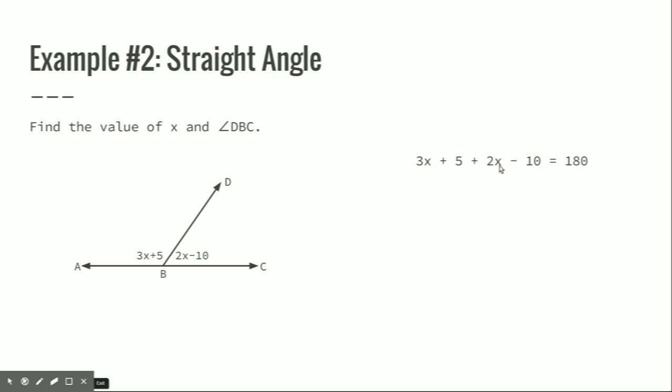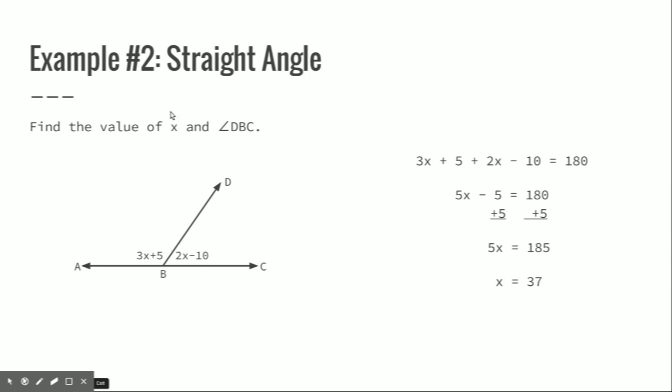Now 3x plus 2x is 5x, and 5 minus 10 is a negative 5. So now we're looking at more like multi-step equations. Now the opposite of subtracting 5 from both sides would be to add 5 to both sides. And I have 5x equals 185. And when I divide everything by 5, I get x equals 37.